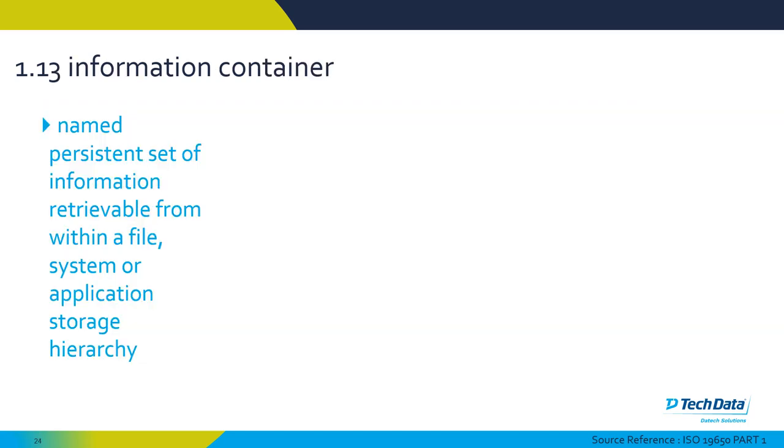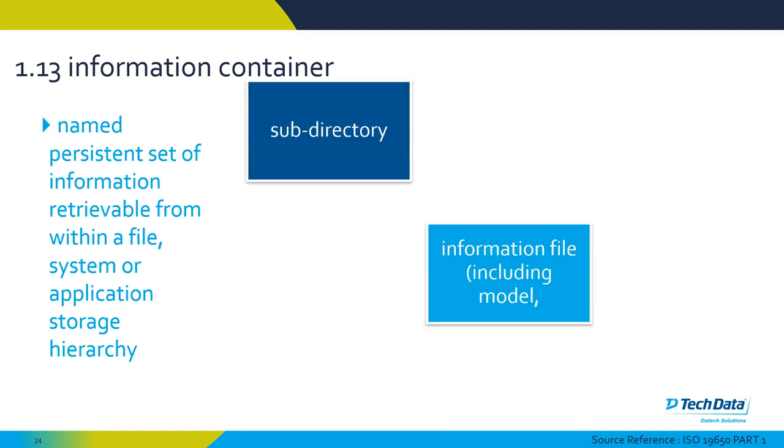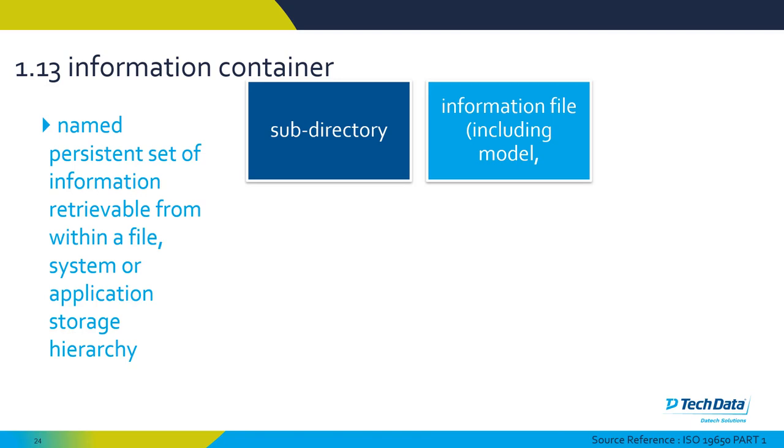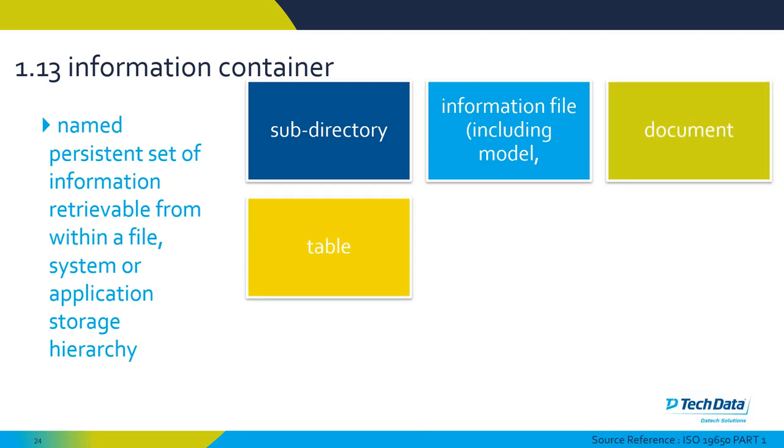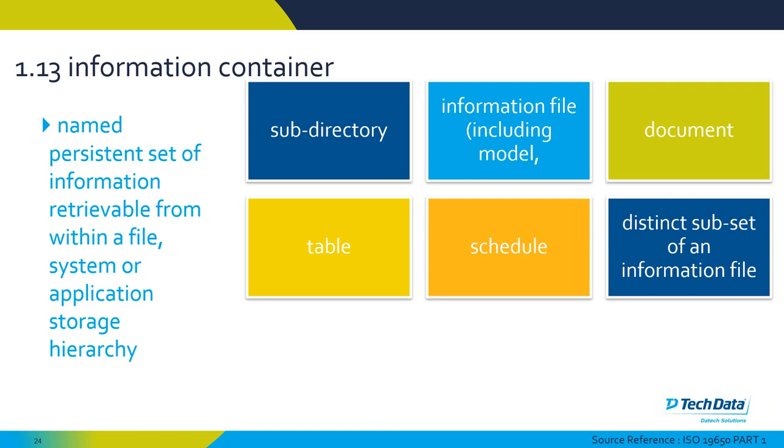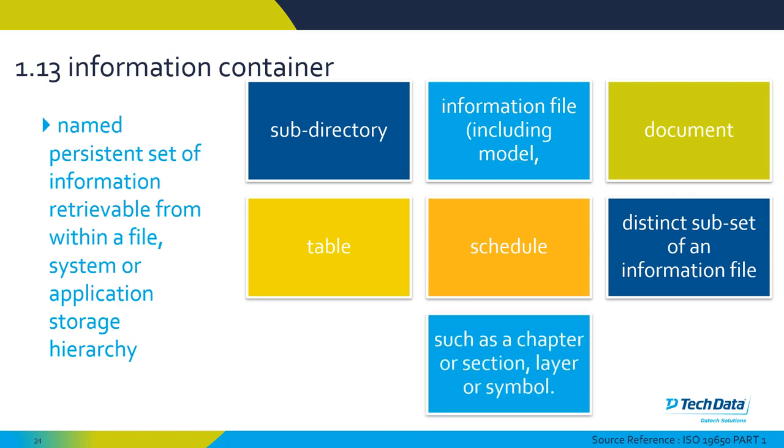What's an information container? This is a structured information container, and this can be a file or a document, or it can be a subdirectory information file, including a 3D model, document, a type of table or a schedule or agenda, or some subset of an information file, or even a chapter in a building regulation or a section in a building regulation as well.